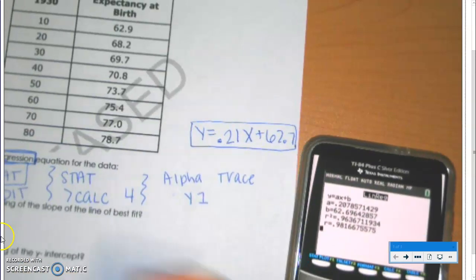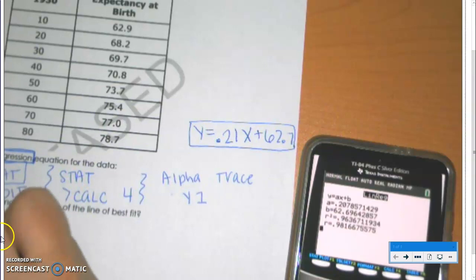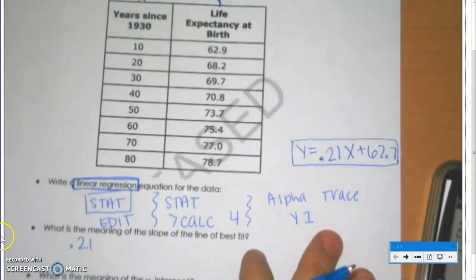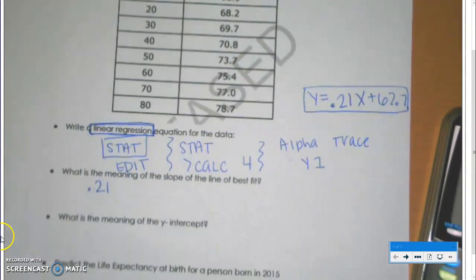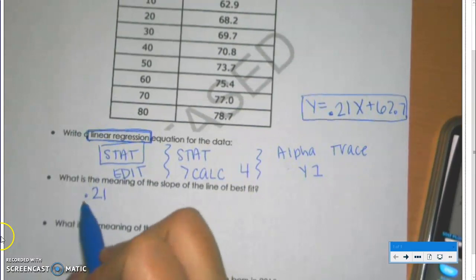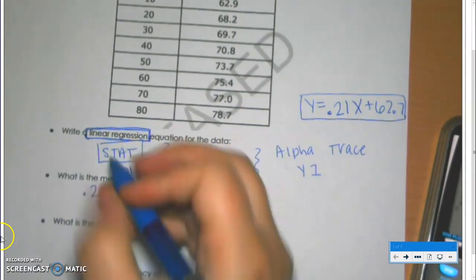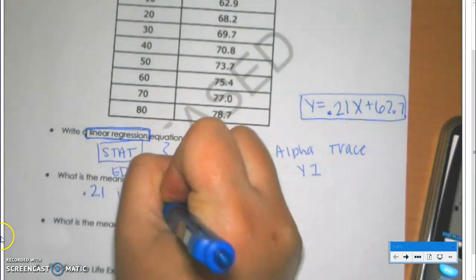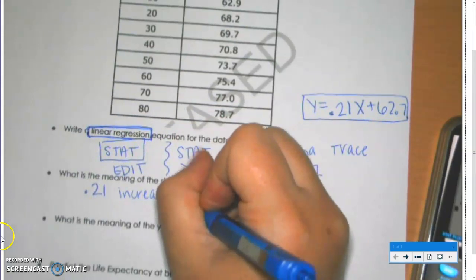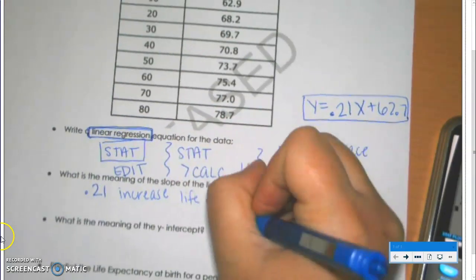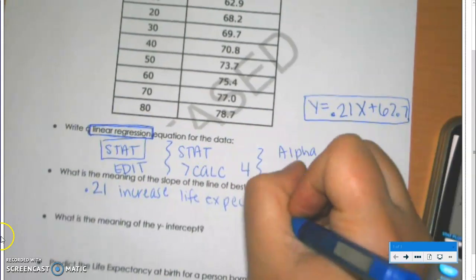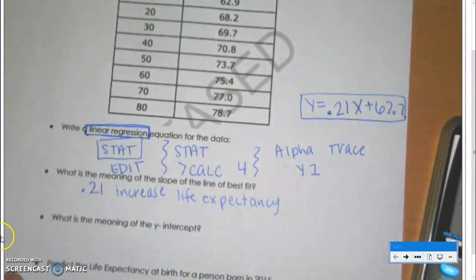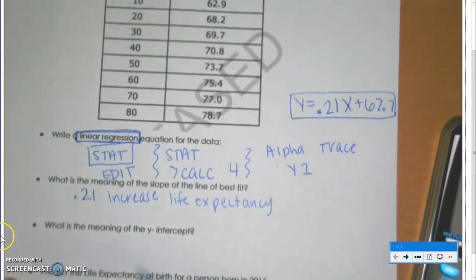All right, so what is the meaning of the slope? The slope is the 0.21. And remember that we're going to use words like increase, decrease, per, or each. This story is about the life expectancy. So this means it's an increase because it's positive 0.21 years. 0.21 is the increase in life expectancy. So it's going to go up 0.21 years since 1930.